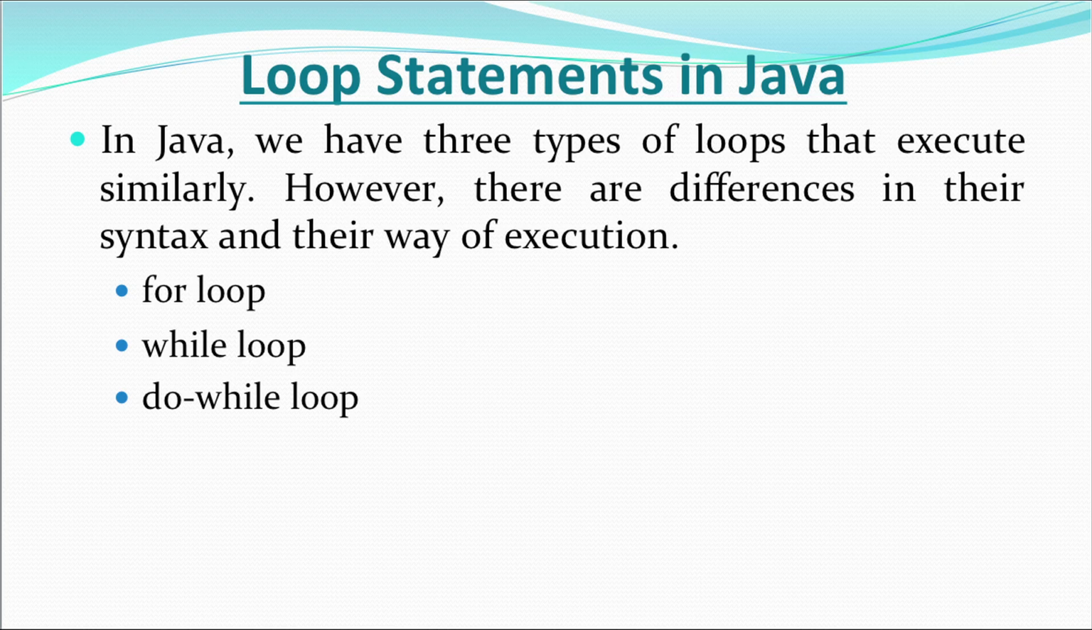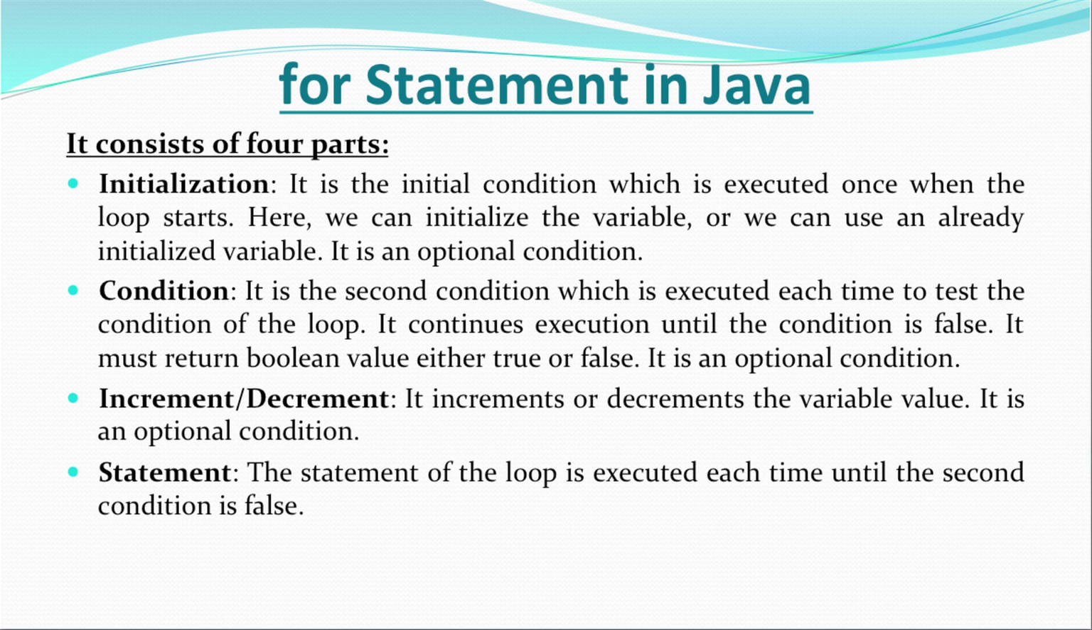So let us start with the for statement, the for loop in Java. This for loop consists of four parts. The first part is the initialization. The initialization is the initial condition which is executed once when the loop starts. Hence, we can initialize a variable which we are going to use afterwards. It is optional: we can initialize and give it the value at the same time, or we can already give it the value in a previous part of the program. We will see this in the example in the next slides.